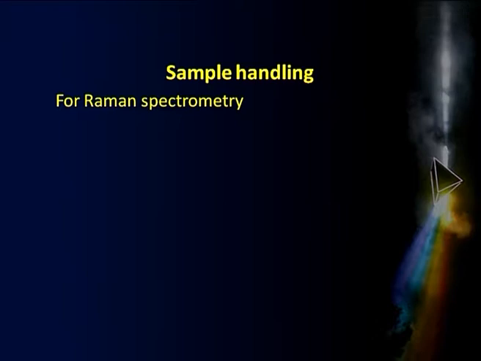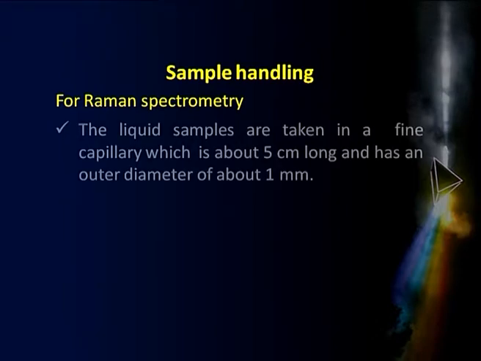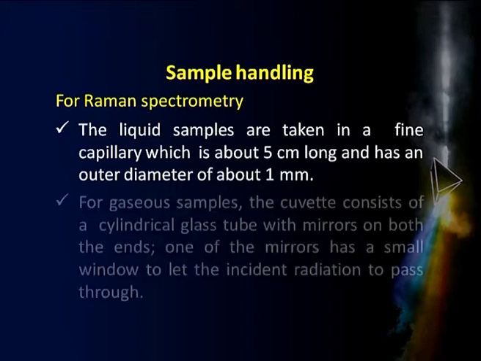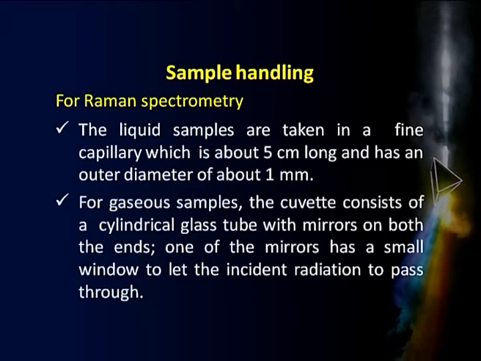Going further, in case of Raman spectroscopy, things are slightly simpler. If it is a liquid sample, we take it in a fine capillary and put it into the path of the radiation and see how the scattering takes place. And if it is a gaseous sample, we think of a cuvette which is a very long cylindrical glass tube which has mirrors on both sides, and on one of the sides the mirror has a hole.